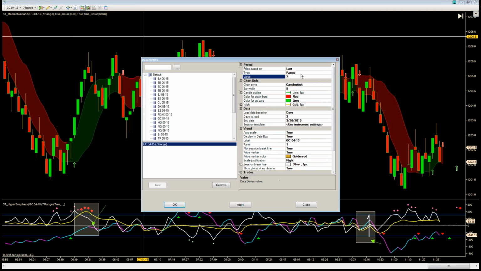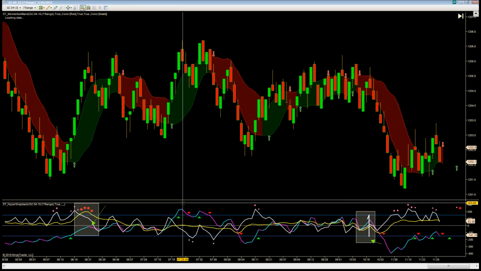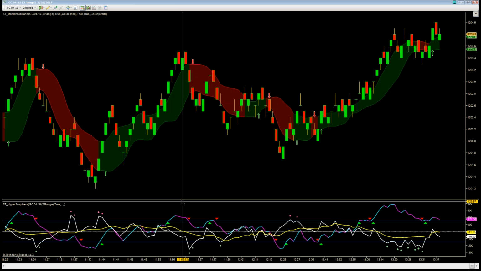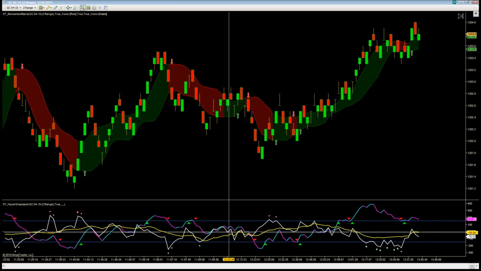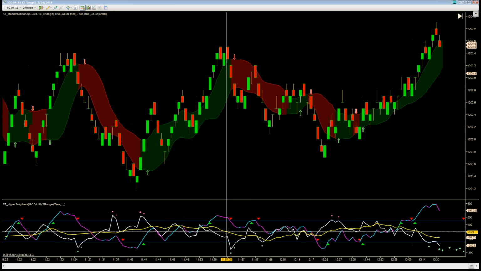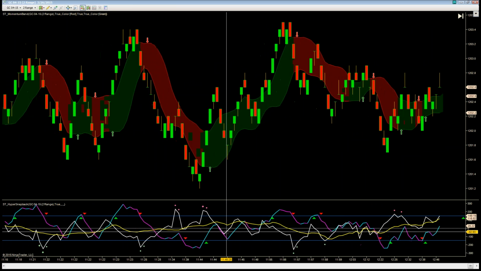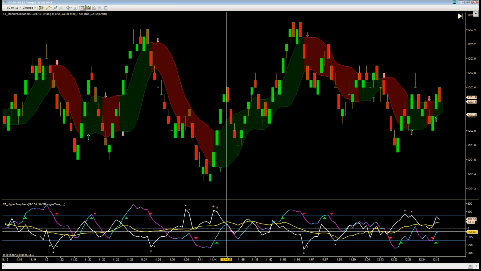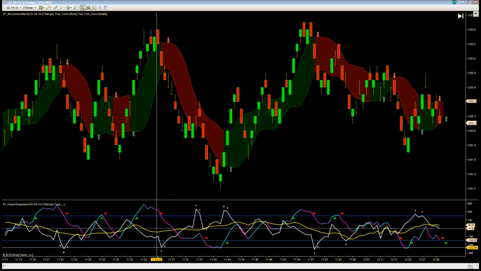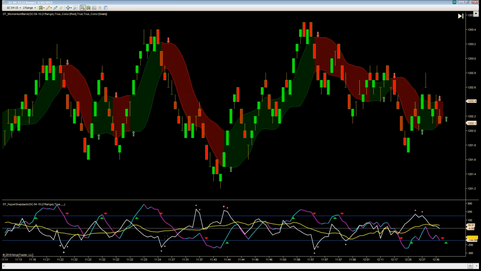So let me just change this range. I'll go to even a shorter one. Let's do a 2. We have some whites. This is a little more volatile. But like I said, the white has the same rules as the yellow.